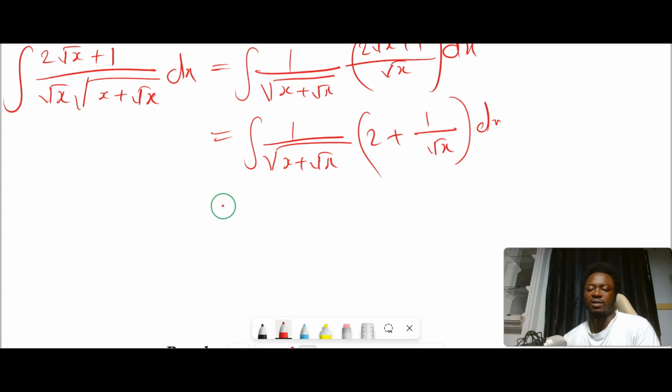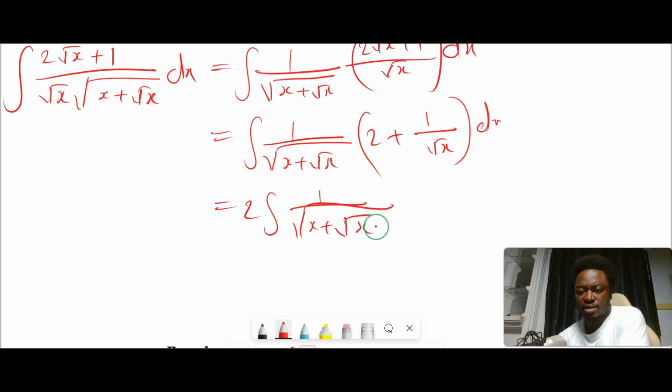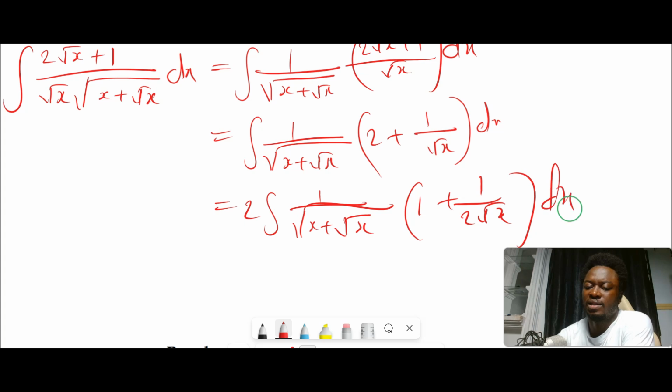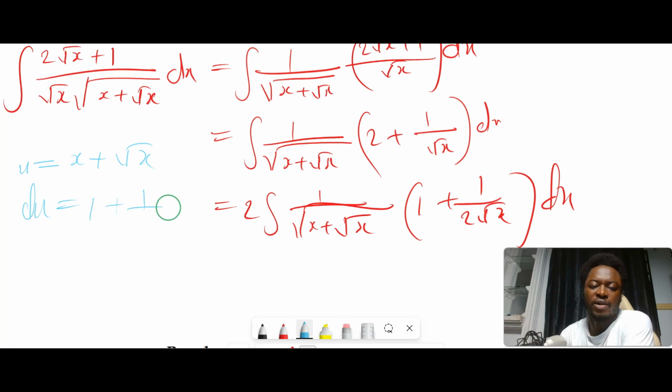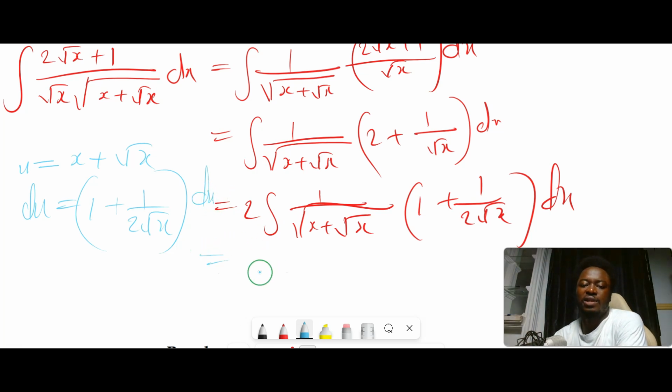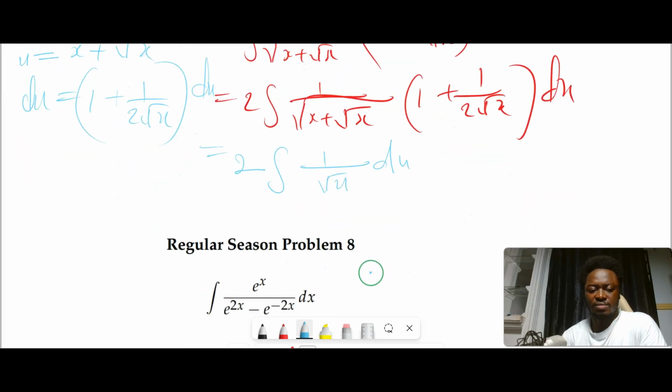I see a pattern here. You can get 2 times 1 over square root of x plus square root of x, then you have a 1 plus 1 over 2 square root of x. Okay, this is the pattern here. They want you to notice that if you take u to be x plus square root of x, then du would be 1 plus 1 over 2 square root of x times dx. So essentially you are doing this as twice the integral of 1 over square root of u times du. So the pattern is now clear.